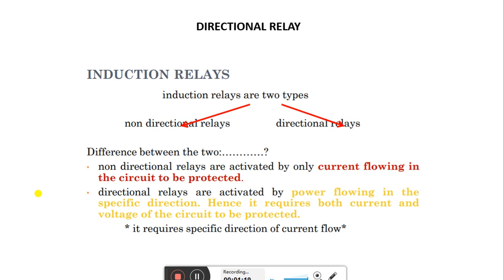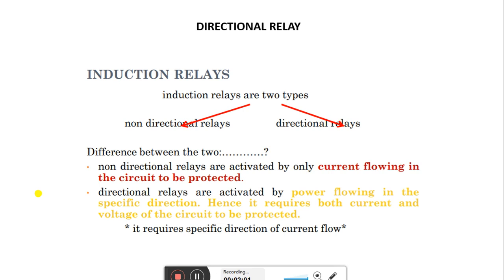And second, directional relays are activated by power flowing in a specific direction. Hence, they require both current and voltage of the circuit to be protected. So what does it mean? If there is a reverse power flow, then a specific protective device should operate. For this reason we have provided directional relays in the power system network.